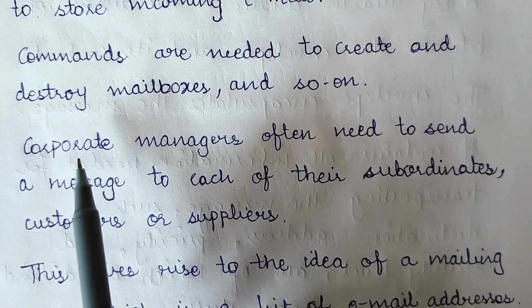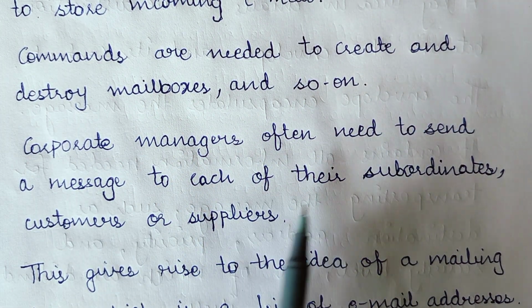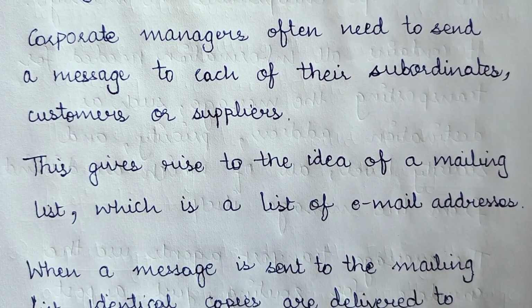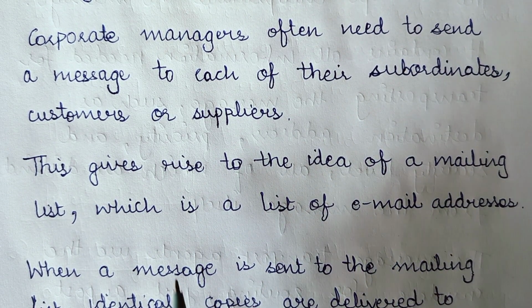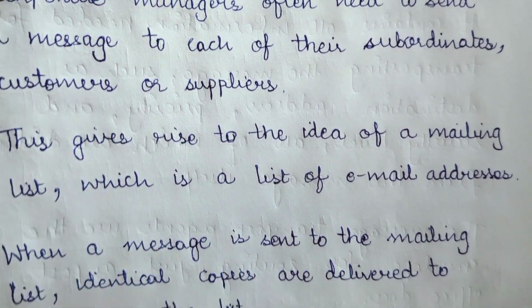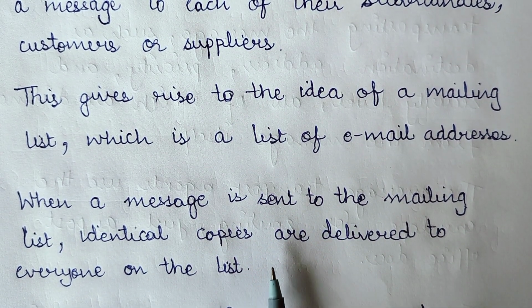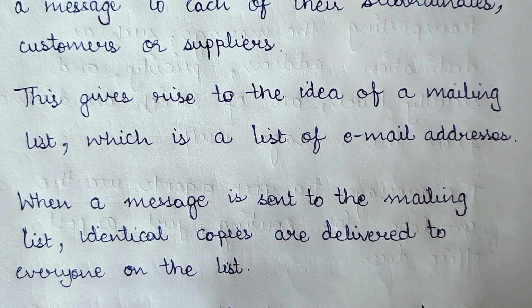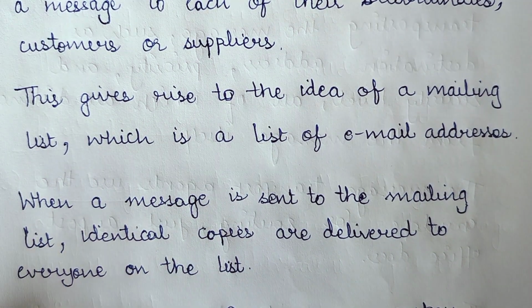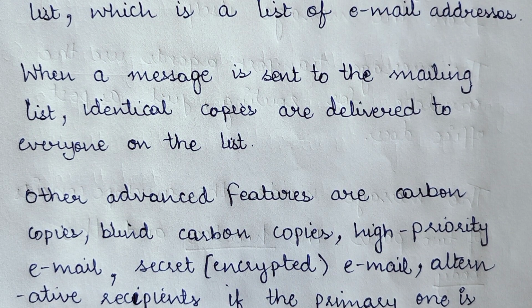In organizations, corporate managers often need to send a message to each of their subordinates, customers, or suppliers. So there is a long list of receivers to which a manager may have to send the same email. This gives rise to the idea of a mailing list, which is a list of email addresses. That means the email addresses of several hundreds or thousands of people are saved in that mailing list. So when a message is sent to the mailing list, identical copies are delivered to everyone on the list automatically, and the manager does not have to type in hundreds or thousands of emails in the send-to address field, which is not practical. So this is where the mailing list comes in handy.